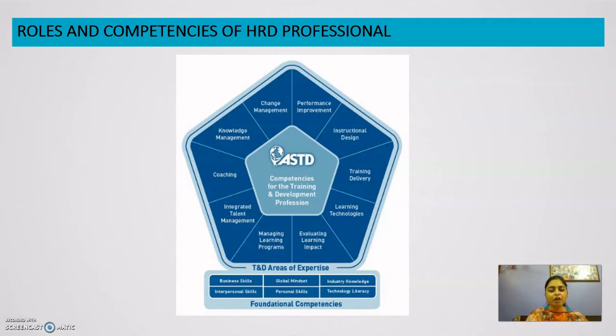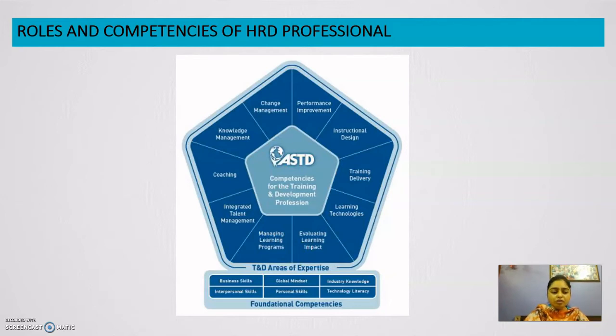Another is performance improvement. Performance improvement is applying a systematic process for analyzing human performance gaps and for closing them. With this, they are able to identify the customer, conduct performance analysis, conduct cause analysis, analyze systems, gather data, select solutions, etc.